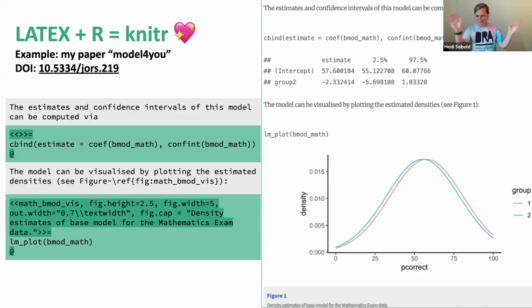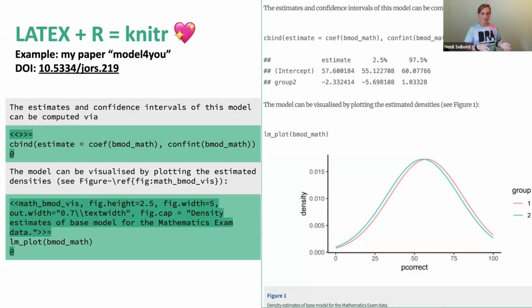Okay, I'm going to start from the beginning. What is going on on the slide? This is an example from my software paper that I wrote for the Model for You package that I talked about earlier. On the left-hand side, you see the text, and then there are the green boxes where we see some code. And on the right-hand side, you see the output when this is rendered into the PDF.